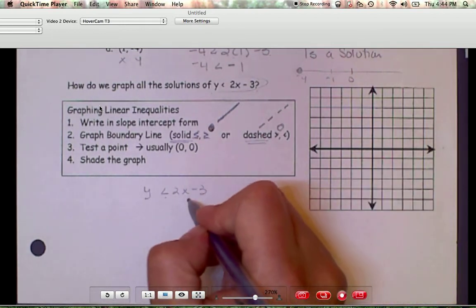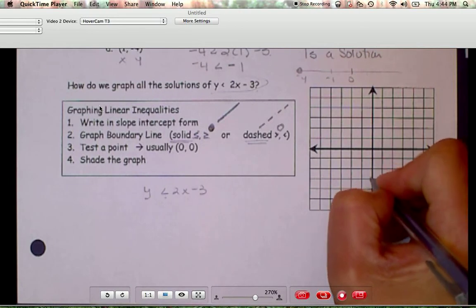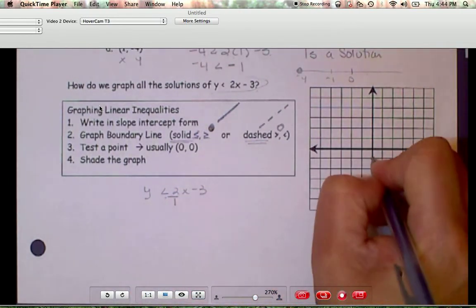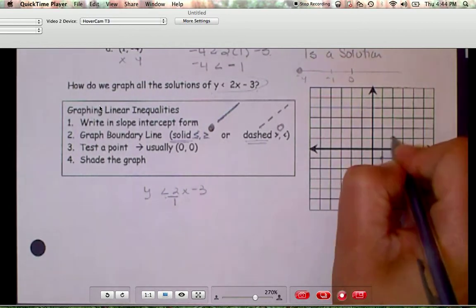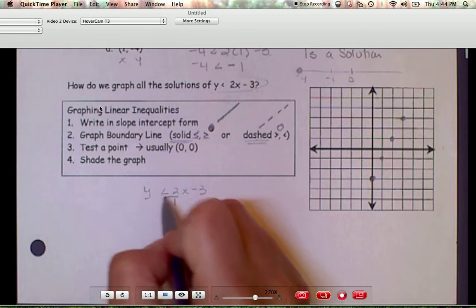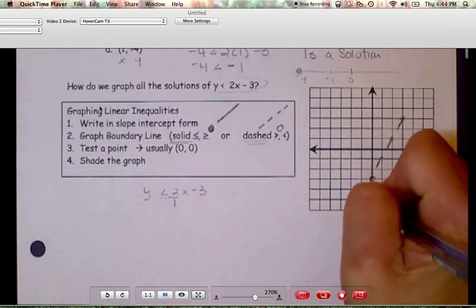So when we go to graph this boundary line, it's the same one as the 5-minute check. We go down to the y-intercept, which is -3. The slope is 2 over 1, so we go up 2 and over 1, up 2 and over 1. But this time, since it's a less than and there's no equal sign underneath, we just want a dashed line like this.